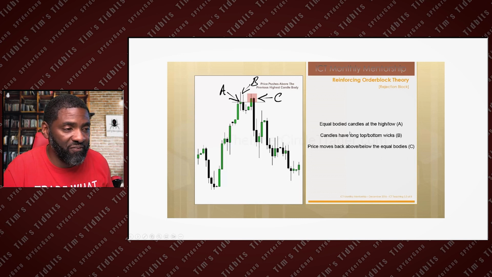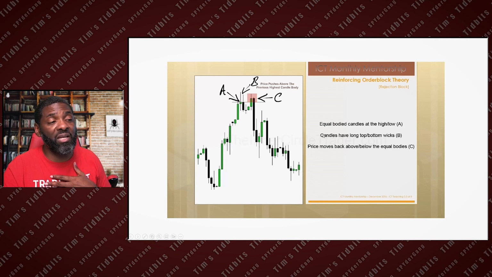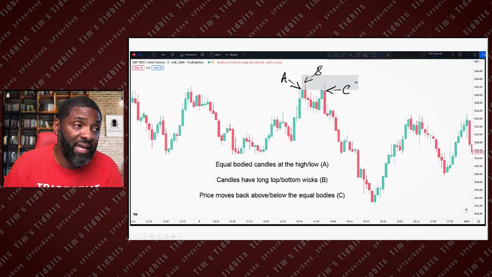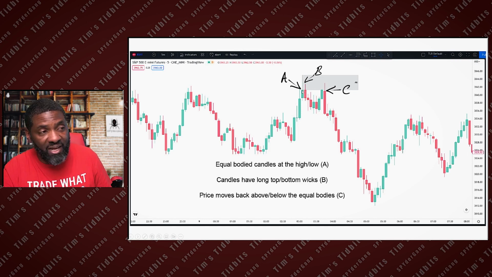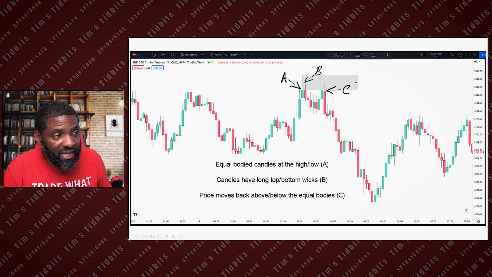Now, let's go and try to see if we can find it in price action. Like I say, I don't use it a lot, right? So I don't look for it a lot inside price action. But here we are with the rejection block, right? Price, equal body candles at the high. That's A, coming up. You make a high, wick up here, the body of the candle closes down there. The next candle opens right next to it. It pushes up with a long wick, then sails off too. So boom, you got equal body candles at the high of this price leg with long wicks, right? Right there. That's the qualification for a rejection block.